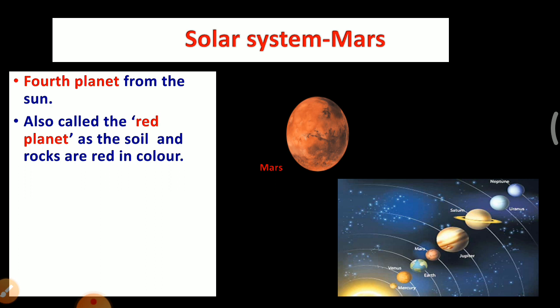If you take Mars, Mars is covered with soil and rock. So this planet looks red. Just as the Earth is covered with water, so it is called the blue planet, in the same way Mars is covered with soil and rocks. So it looks red in color. So this planet is called the red planet.